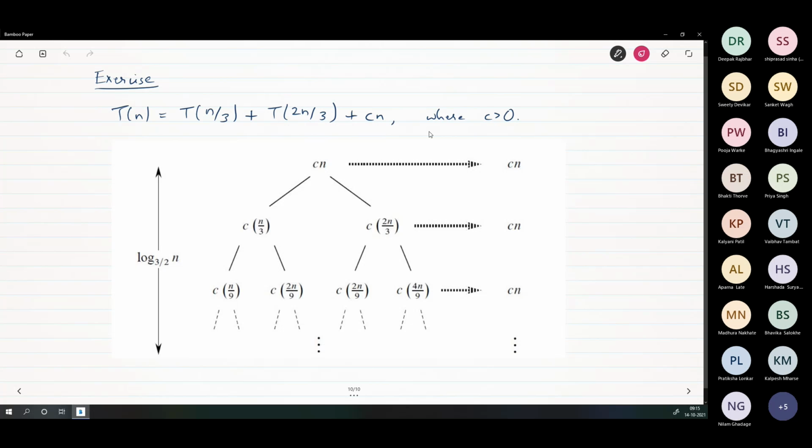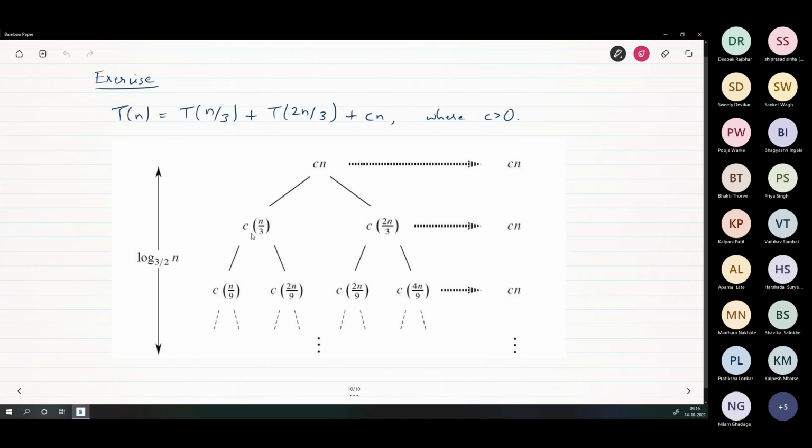How do you do that? Well, you do that in the usual way, just as you did before. At the 0th level, the cost is Cn. Then you will have two branches because you have T of n by 3 and T of 2n by 3. But those two branches will have different values, because this is not 2 times T of n by 3. So the cost at these two nodes is C of n by 3 and C of 2n by 3. And then the total cost, if you add them at this level, is again Cn.